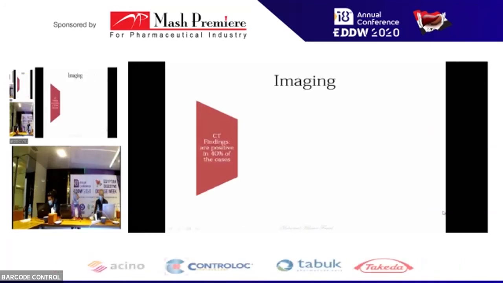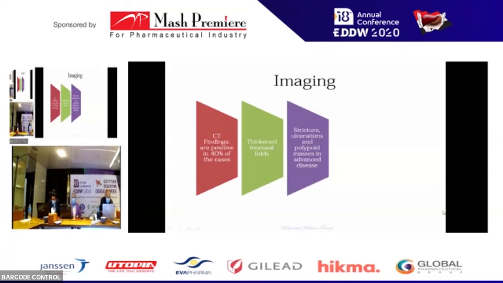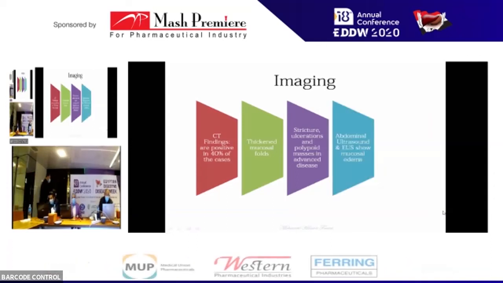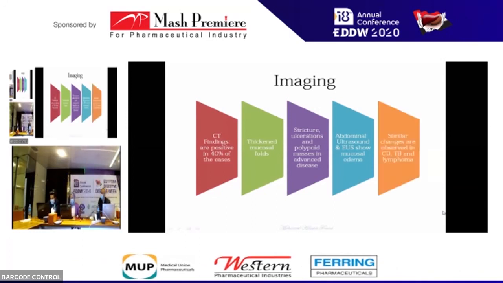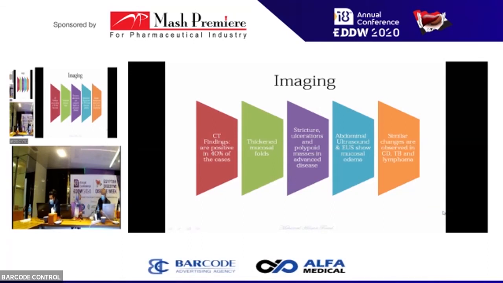Imaging has some little role in the diagnosis of eosinophilic gastroenteritis. Usually the CT findings are positive in 40% of the cases. It shows thickened mucosal folds. In complicated cases, it might show strictures, ulcerations, and polypoid masses in advanced cases. Abdominal ultrasound and endoscopic ultrasound might show mucosal edema. Similar changes are observed in Crohn's disease, TB, and lymphoma.